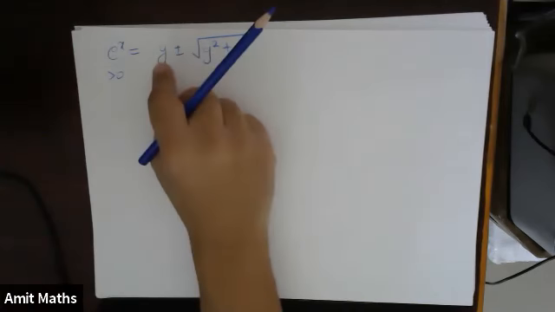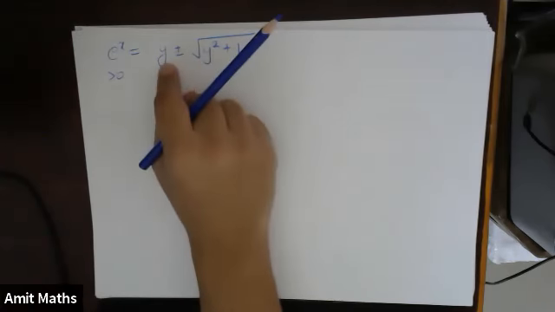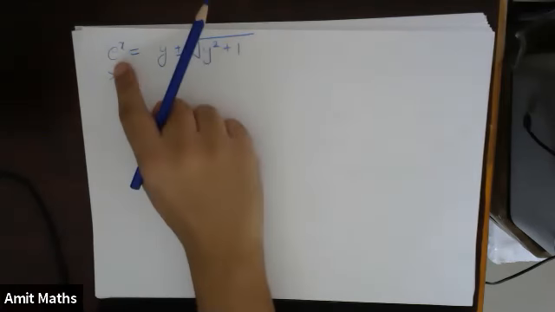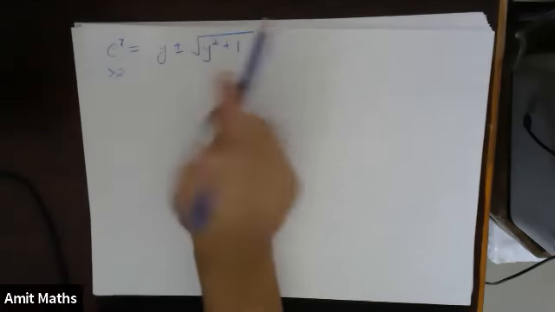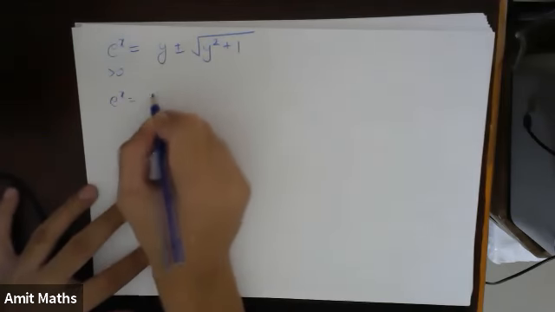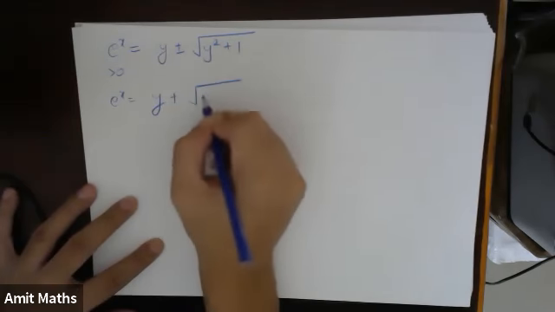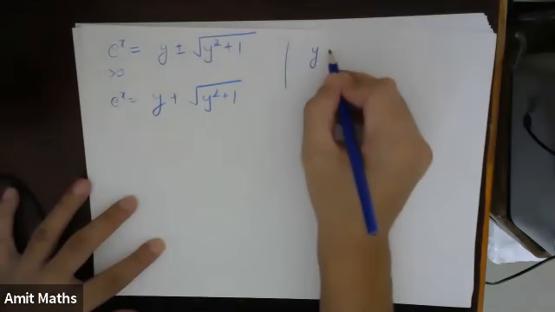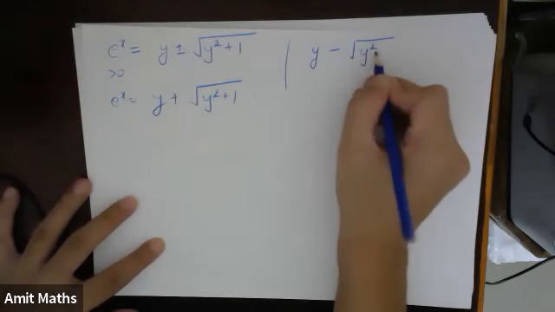This part will always be greater than y. So negative means this will always be negative, right? And we know that e to the power x is always positive. That means we will never take the minus sign. So what will be the solution? e to the power x is equal to y plus under root of y square plus 1. See, y minus under root of y square plus 1.